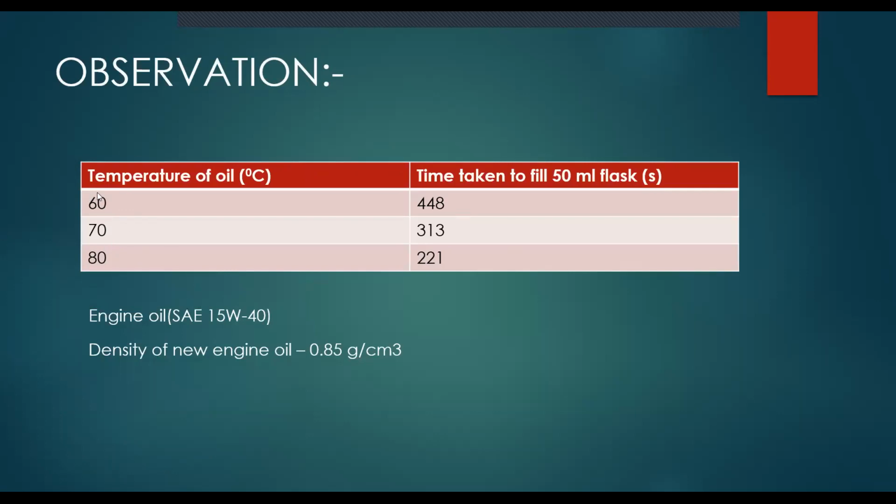This observation: temperature and time taken to fill a 50 milliliter flask, right? So the time taken to collect that 50 milliliter of oil, right? At 60 degrees Celsius, 448 seconds; 70 degrees Celsius, 313 seconds; 80 degrees Celsius, 221 seconds. Please note this down and write down also the density of the oil. You should know this to do the calculation. Please write it down.